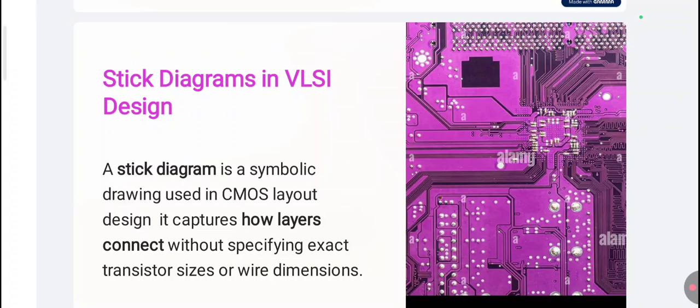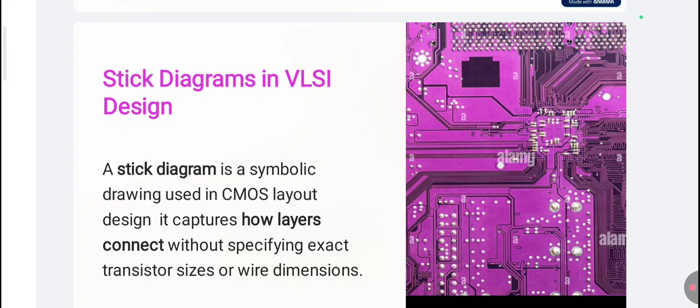It shows how different layers such as metal, polysilicon, N diffusion and P diffusion are connected. But it doesn't show exactly what the size is and what the distance among them is. It is simply a rough design of a layout. It just shows the connection idea.